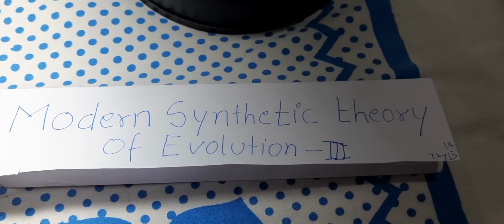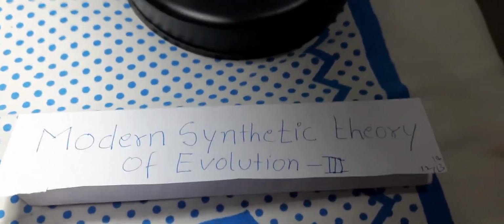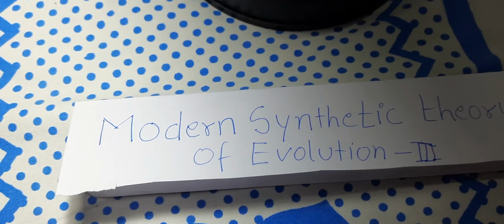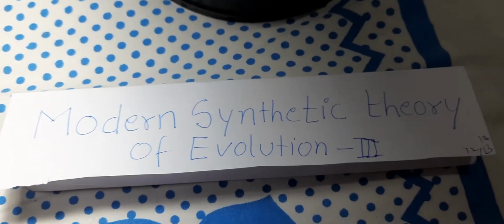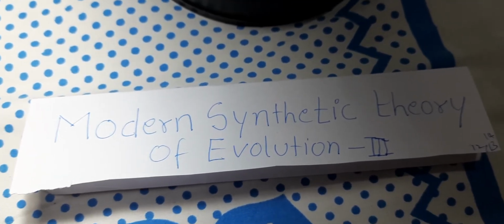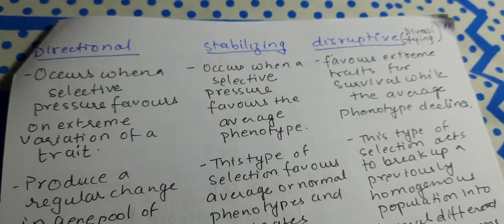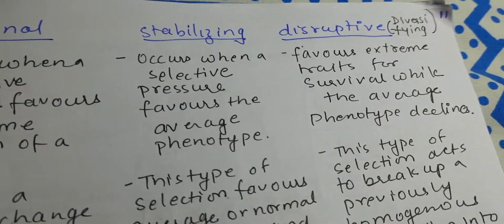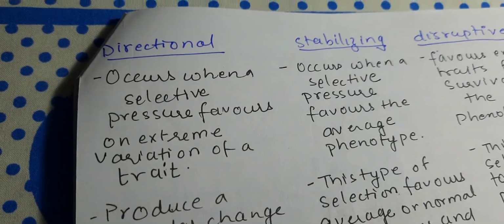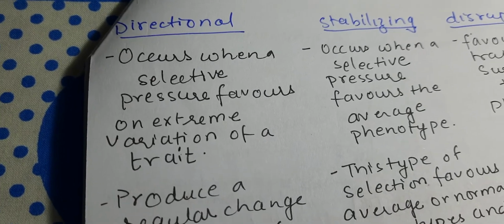Dear student, we will continue with the modern synthetic theory, and we were discussing the types of natural selection in terms of modern synthetic theory. On this basis, we divide natural selection into three different categories: directional, stabilizing, and disruptive. First, we'll discuss directional selection.